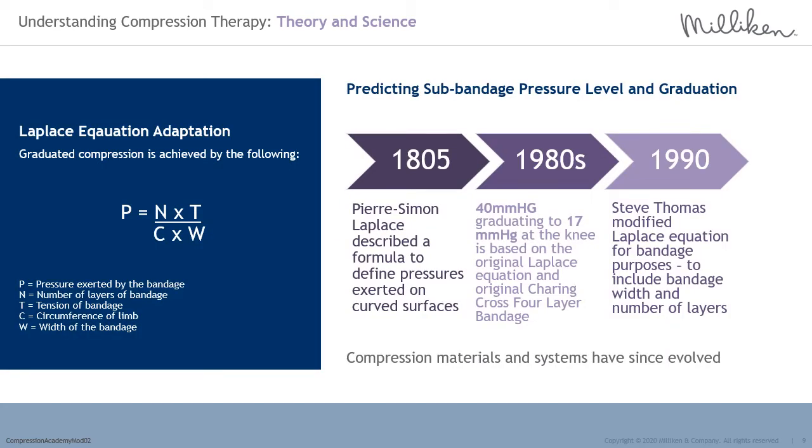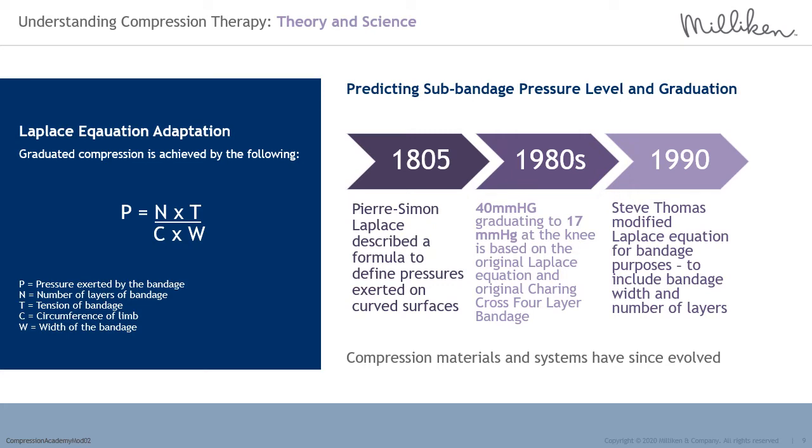The original Laplace equation used to predict subbandage pressure is derived from a formula described independently by Thomas Young, 1773 to 1829, and by Pierre-Simon de Laplace, 1749 to 1827, the law in 1805. This version defines the relationship between the pressure gradient across a closed elastic membrane or liquid film sphere and the tension in the membrane or film, and was used to underpin compression bandages.